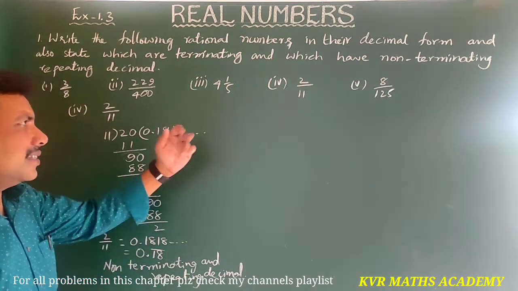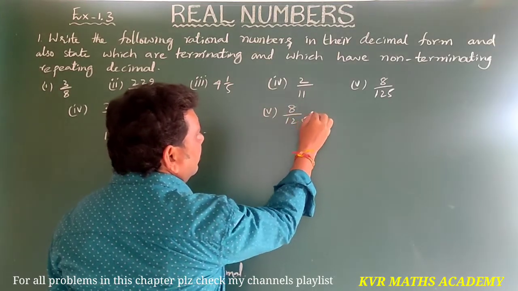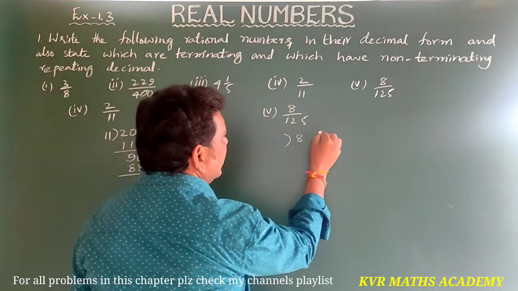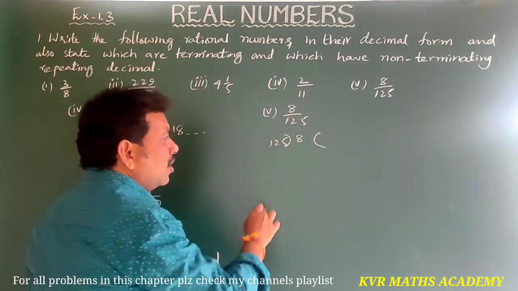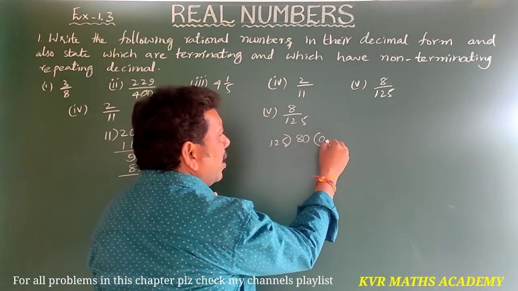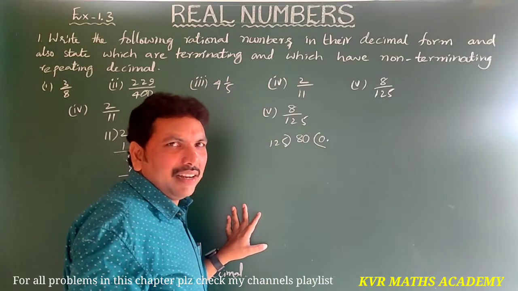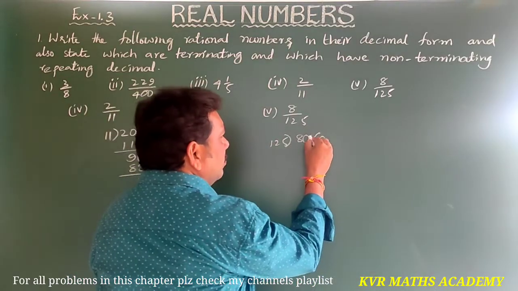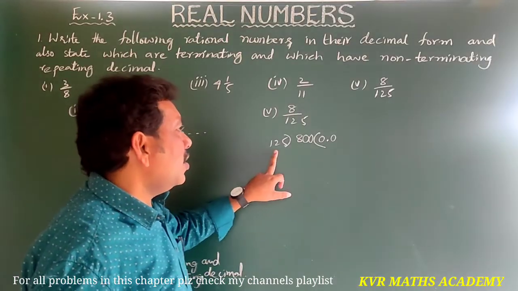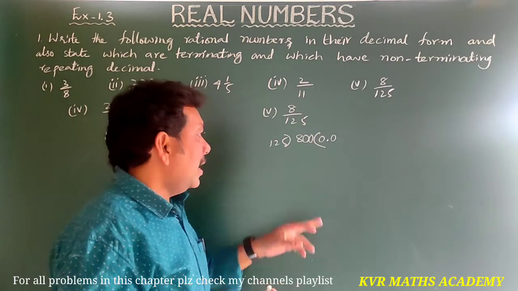Understood clearly? Yes. Coming to the fifth one, 8 by 125. So let us divide 8 by 125. See, 125 does not go into 8. So keep 0 here and put a 0 point. Right. Again 80. 125 does not go into 80. So again keep 0 and put another 0 here. Right. How many times does 125 go into 800?